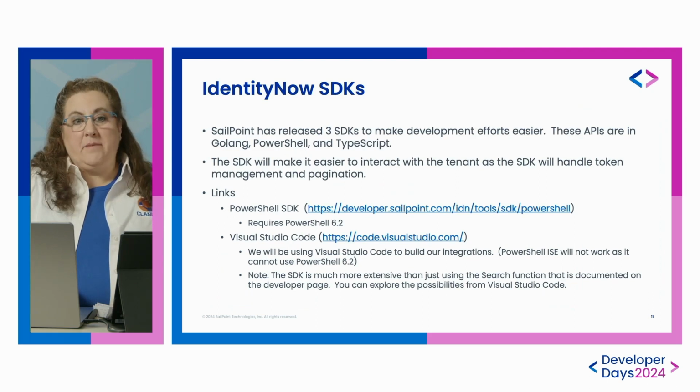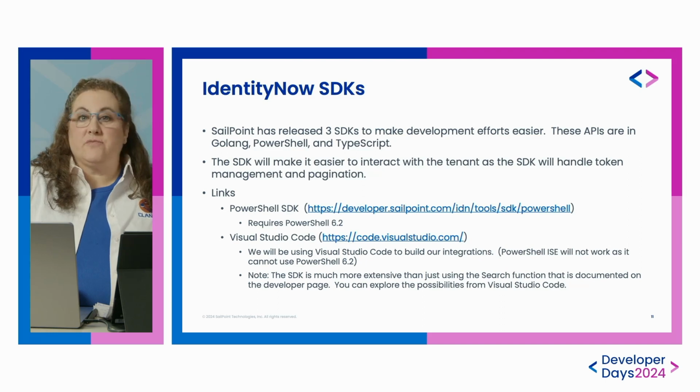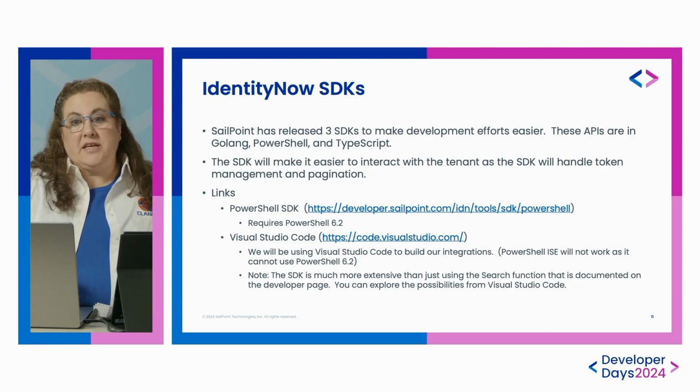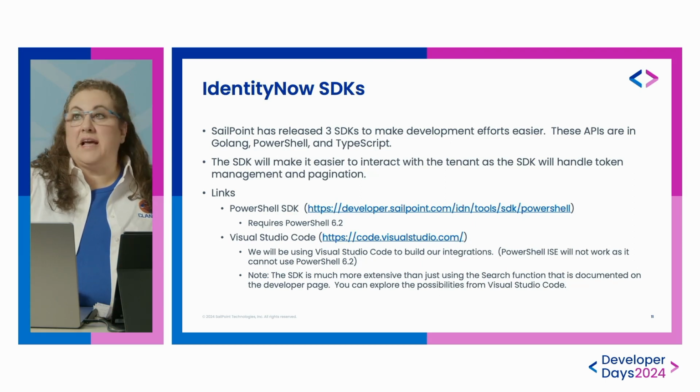In addition to the API that we're going to look at in just a minute, SailPoint has also released 3 software development kits to make this process easier. These are provided in Go, PowerShell, and TypeScript. It will be easier to interact with the tenant as the process will handle the token management as well as pagination, and we'll talk about those items. And I've given you some links here if you have not set that up before. There are very good directions on the developer.sailpoint.com to help you get that set up.